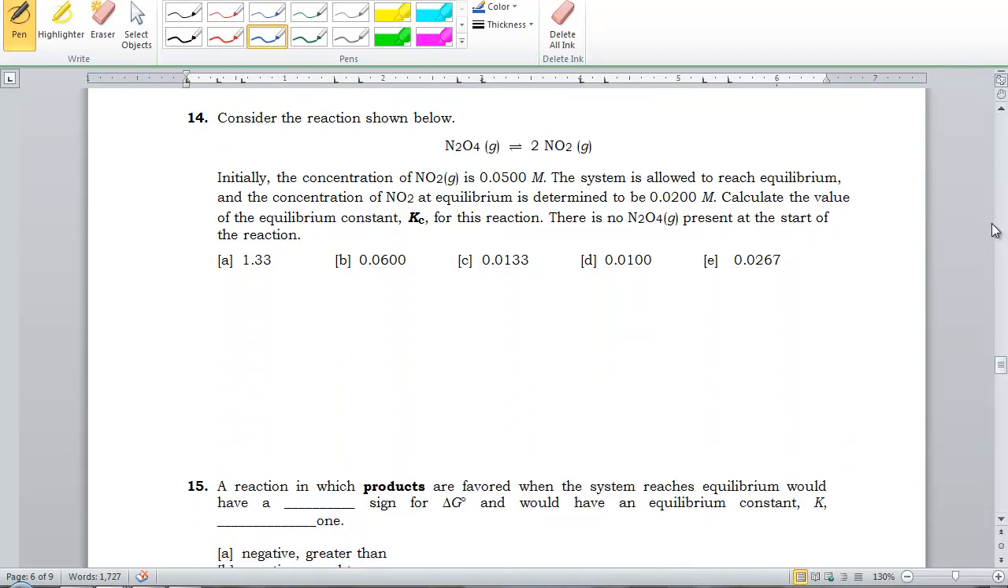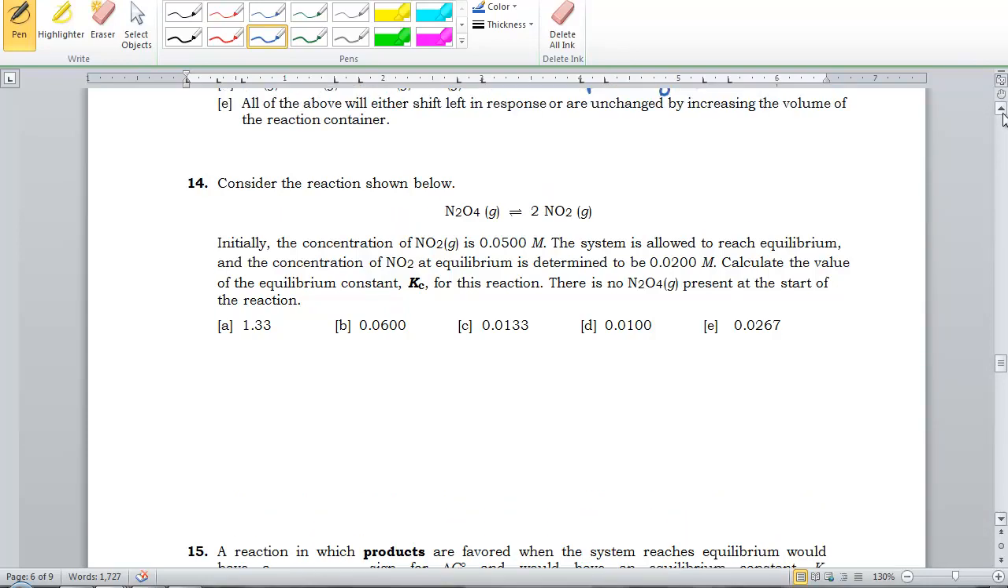All right, and I think the last one for this part of the recording that I'm going to do today, or at this time of this day, is 14. And this one, we actually do have to solve an ice table. And let's see why. Initially, the concentration of NO2 is 0.05. So it's telling us we're just starting with NO2. We're not starting with N2O4. So right away, you know you're not at equilibrium. We do need to set up an ice table.